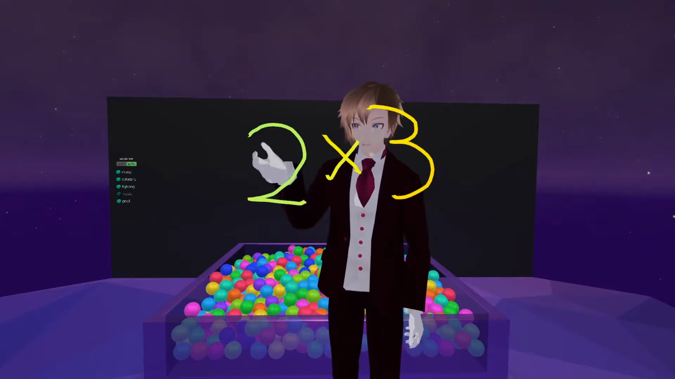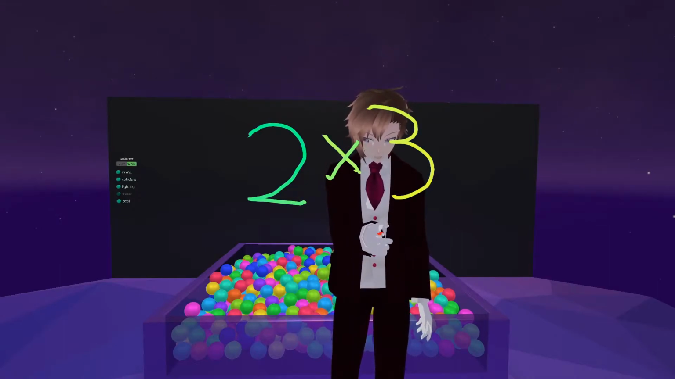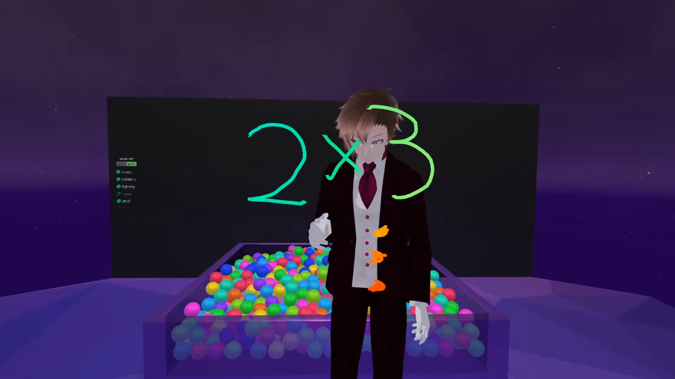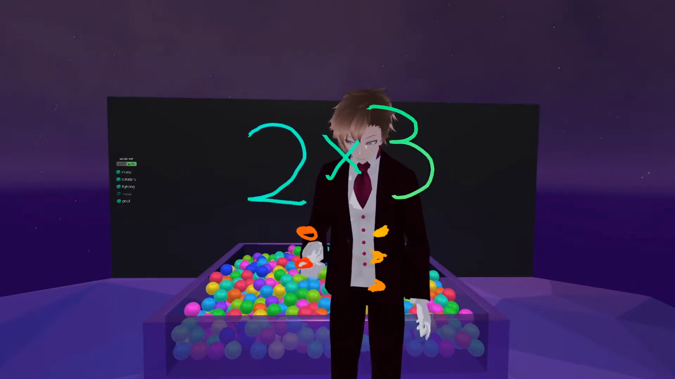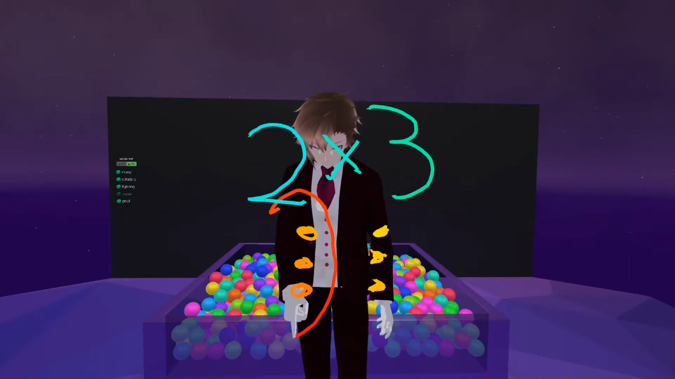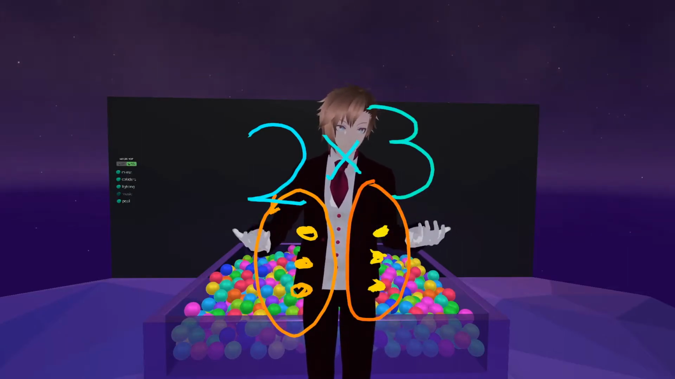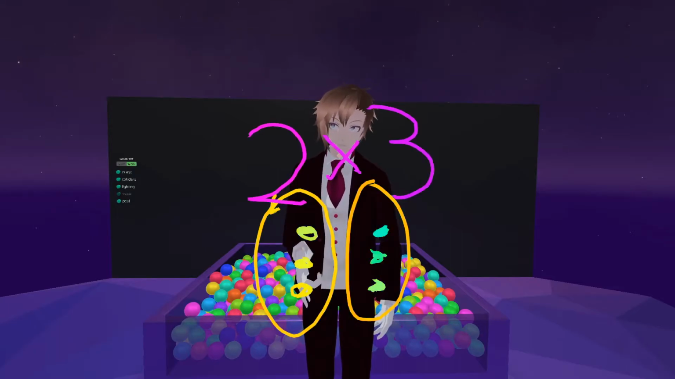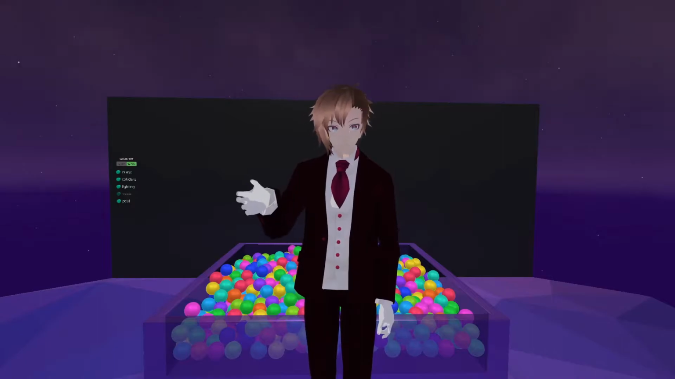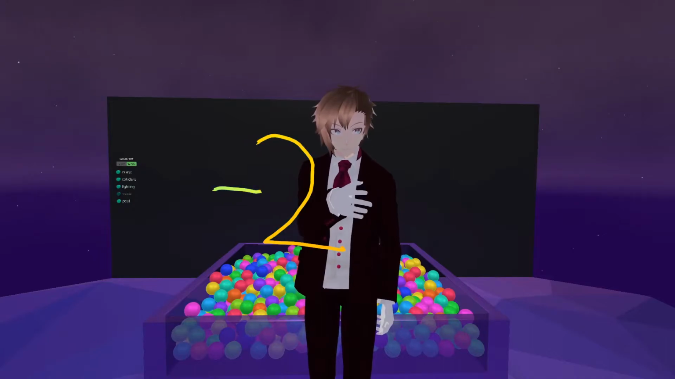So this means that we have 2 groups of 3. If I was to draw a picture with dots, we would have 3 dots twice. I have 2 groups of 3, which is 6. So what happens if I end up with a negative number in there instead? What happens if I end up with negative 2 times 3?